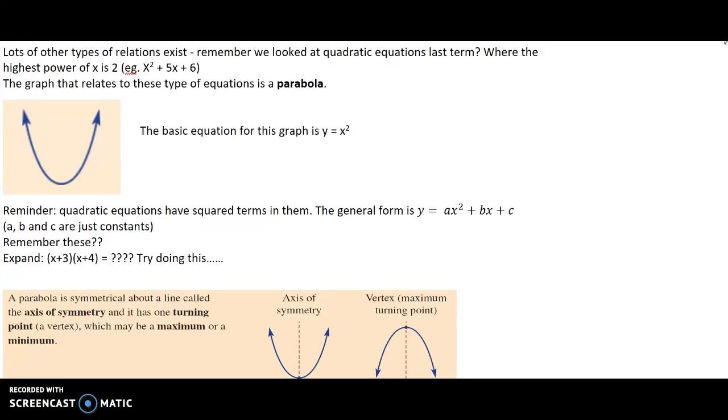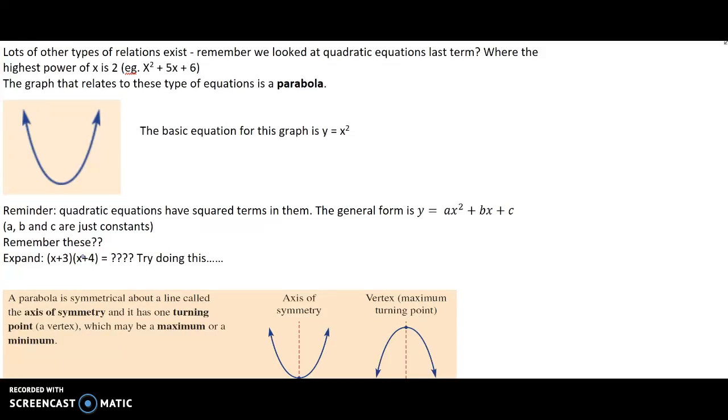Remember when we had done quadratic equations when we were doing expanding and factorizing, and they were in the form of two brackets. You had questions like expand x plus 3 into x plus 4. Remember that? Now, who remembers how to expand? When we expand, what do we do with each of the terms in the brackets, x and 3 and x and 4? Try doing that.